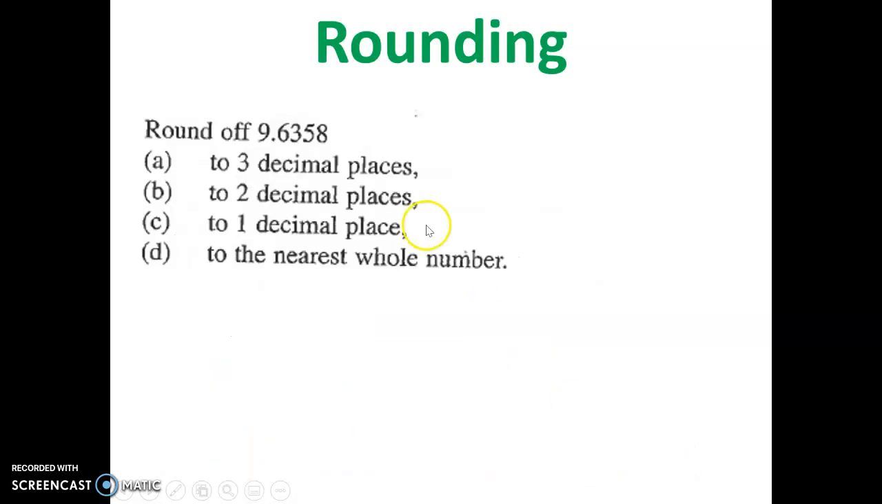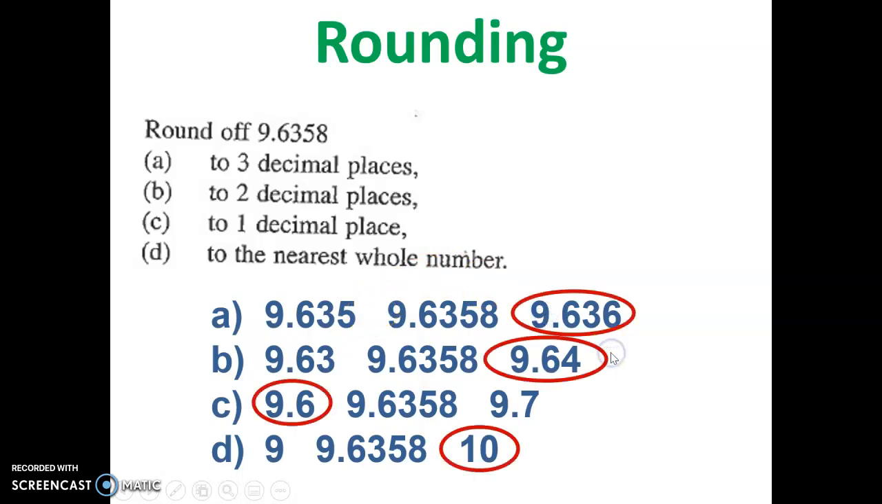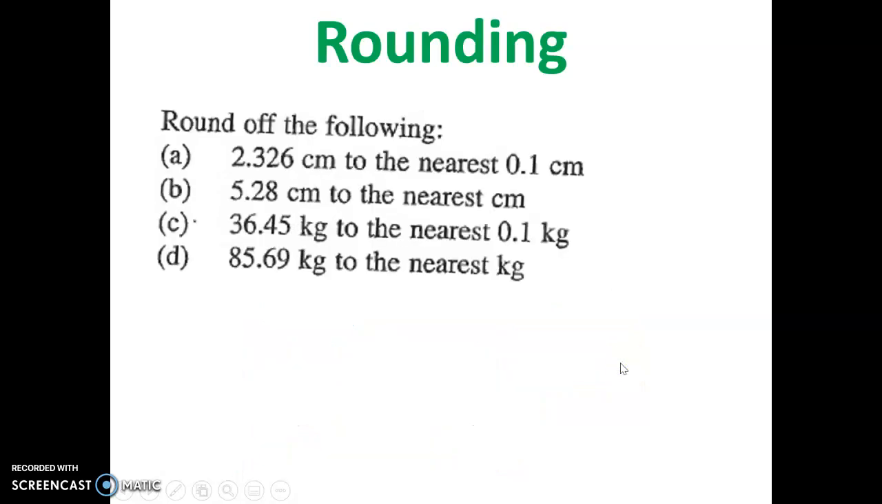Great, a few more. Round this number to 3 decimal places, 2 decimal places, 1 decimal, and to the nearest whole number. Let's see what you get. Check your work here. Again, I've shown the above and below options. That one rounds like this, like that, and like that. Check those carefully. And I think this may be the last one.